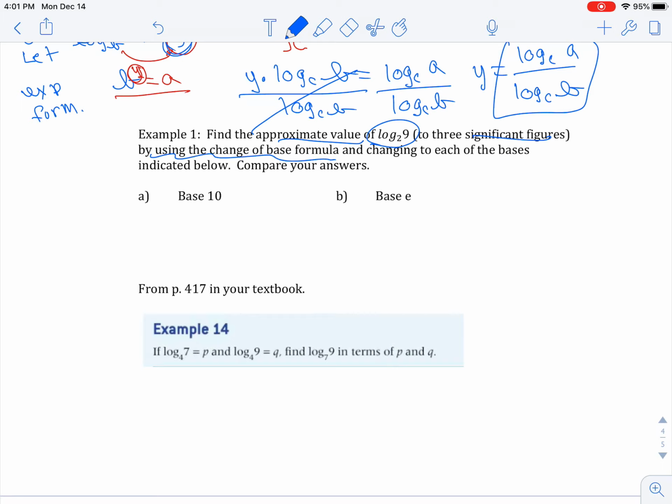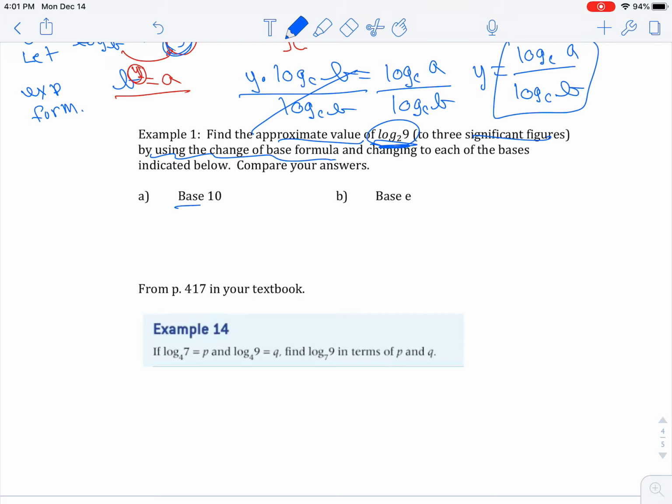And I'm just pointing out that in your homework, it doesn't really specify when you do these problems that you're supposed to use the change of base formula. I think it just says find the value of this. I want you to use the change of base formula. That's what this lesson was all about, and it says it in the instructions. So make sure you're using the change of base formula.